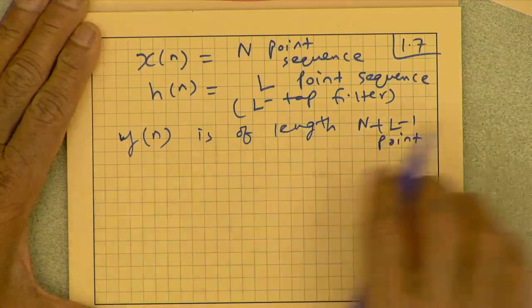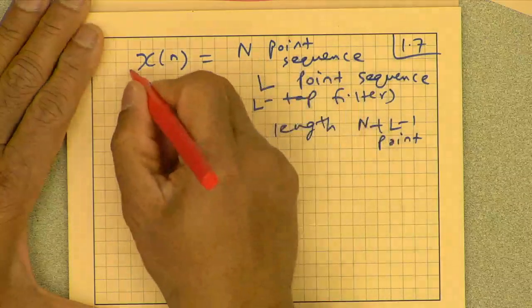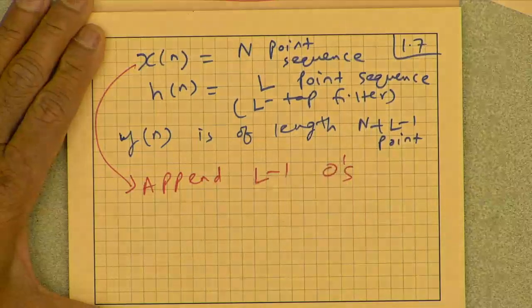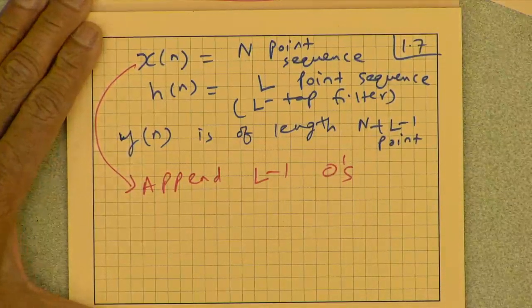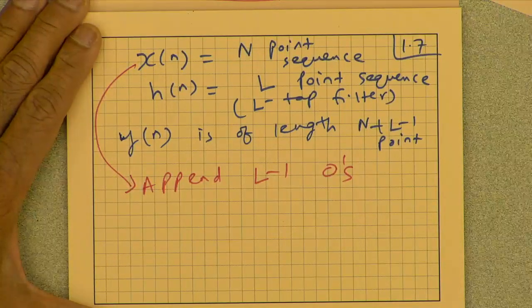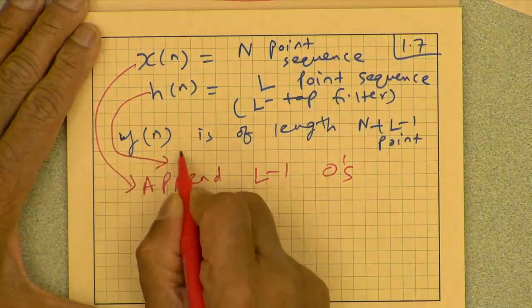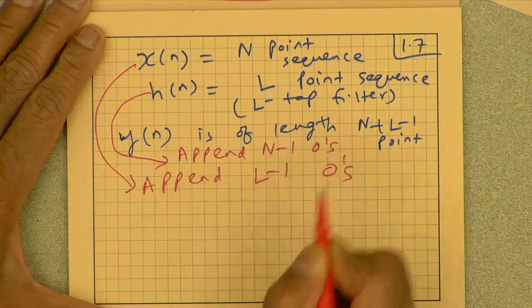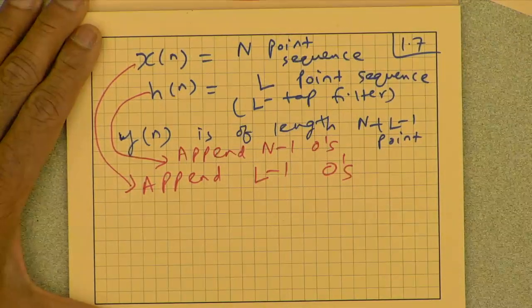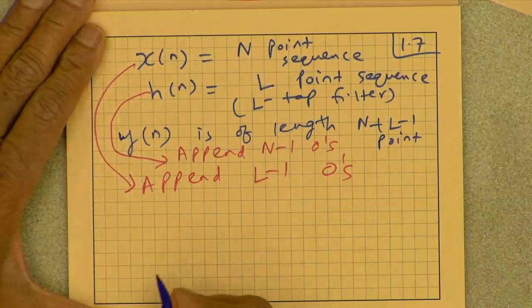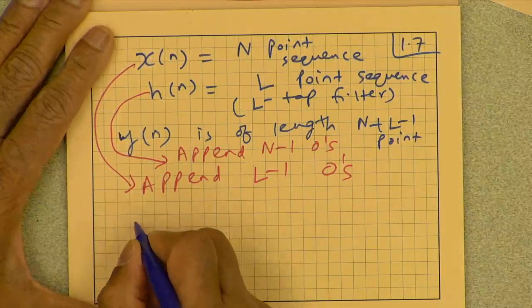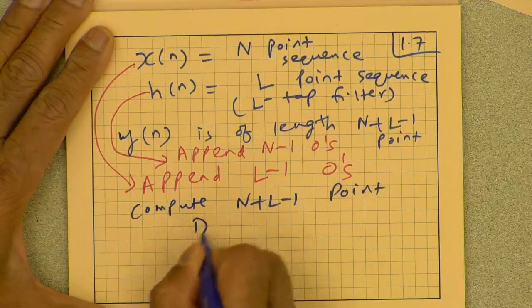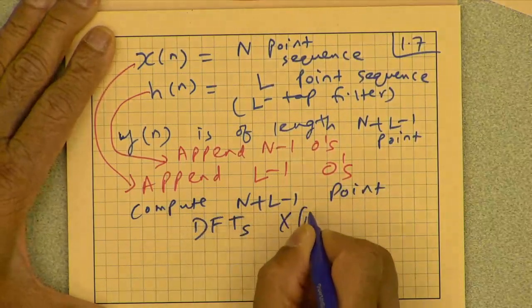So if I take xn, the N point sequence, and append L minus 1 zeros, that becomes an N plus L minus 1 point sequence. Take hn and append N minus 1 zeros, so then hn becomes N plus L minus 1 as well. So now both x and h are N plus L minus 1 point sequences. Now compute the N plus L minus 1 point DFT, let's say Xk and Hk.